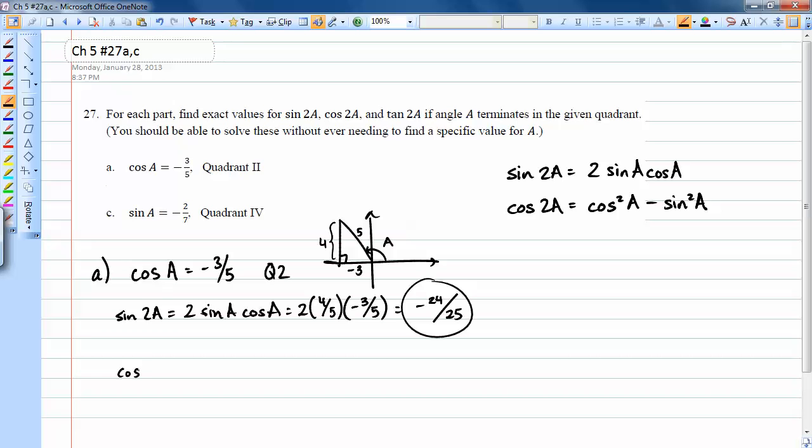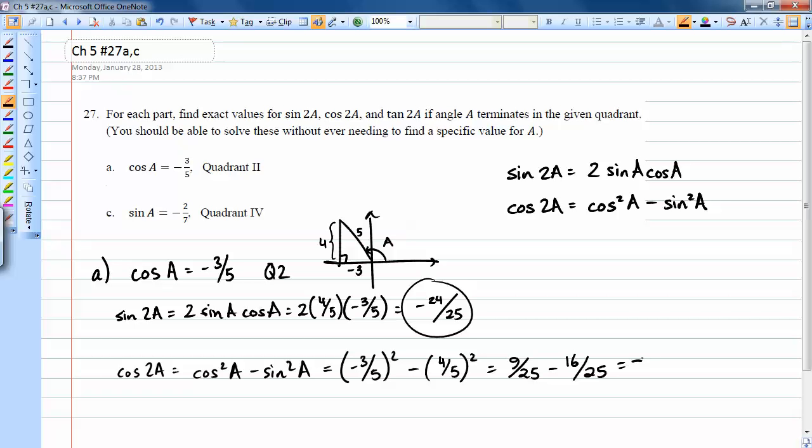To do cosine 2A, we just need to do cosine squared of A minus sine squared of A. And I already know that cosine A is negative 3 over 5, so I'll square that, minus sine squared, and sine is 4 over 5, so I've got to square that. That'll be 9 over 25 minus 16 over 25. So this answer here will be negative 7 over 25.